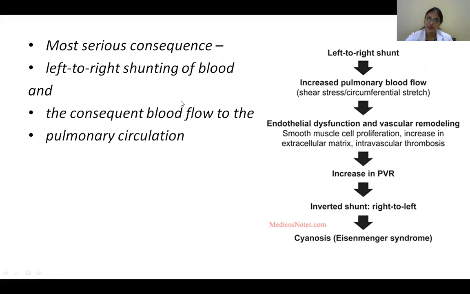So first it goes left to right because the left pumps, because the left is more muscular, so that the blood goes into the right. But again, when the pulmonary resistance increases, the right gets back into the left. When it gets back into the left, deoxygenated blood is entering again into your systemic circulation. So that's where the problem comes.